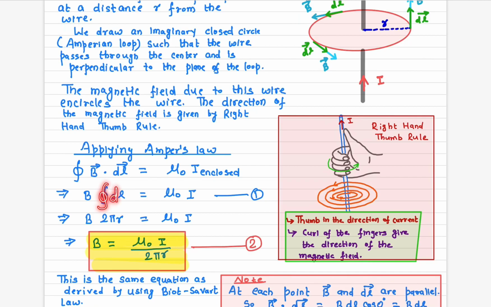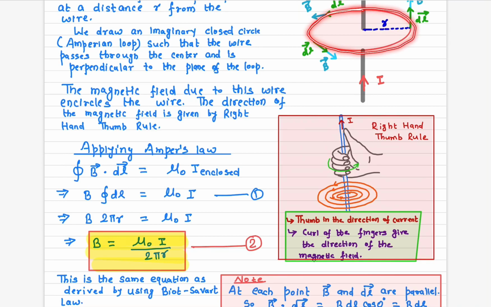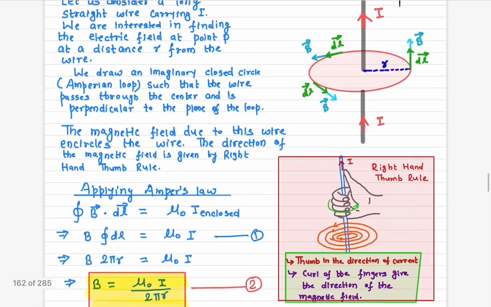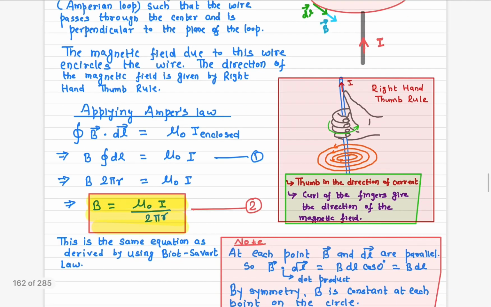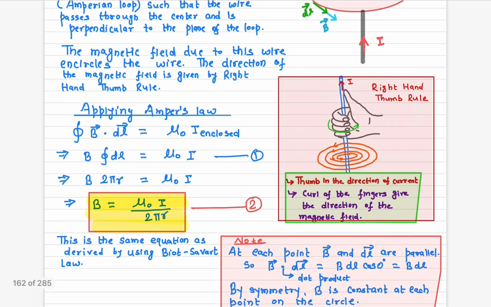So now, what does dl vector mean? Remember, this is a line integral. So if I just integrate dl, that will be the total length of the circle, the circumference, which is equal to 2 pi r. And this loop encloses only one current, or only one current is passing through this loop, which is I. So I enclosed is I. Now if we solve for B, it will be equal to mu naught I divided by 2 pi r.